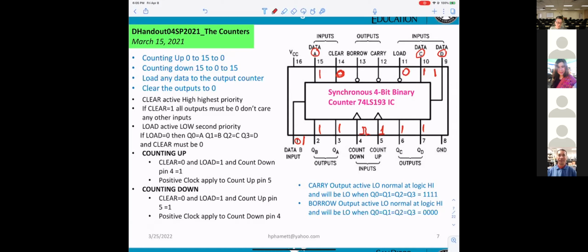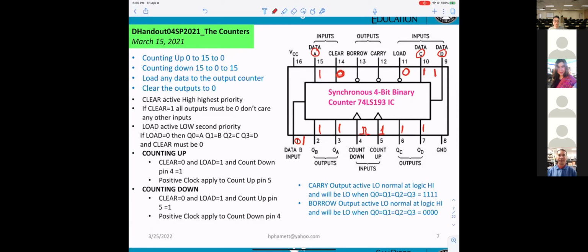If you're asking me, for example, when you are working on your lab and it's not counting, the first thing I will ask you is, take pin 14, clear. What logic? It has to be 0.